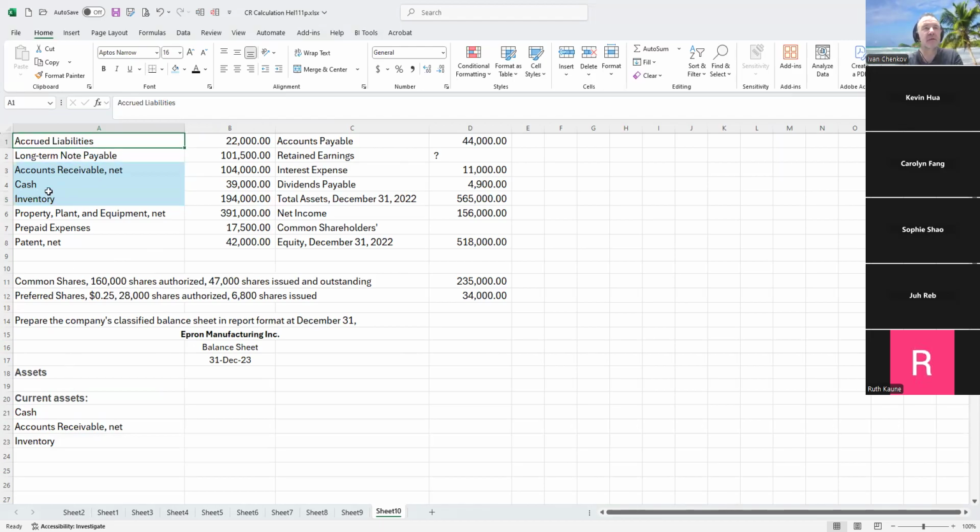So accrued liability, that's a liability, right? Long-term note payable, liability. Property, plant, equipment, asset, long-term. Prepaid expense. What's that? It's an asset. Let's put it in the asset where it belongs. Prepaid expense. Patent, long-term asset. Accounts payable, liability. Interest expense. Where on the balance sheet can I find interest expense?